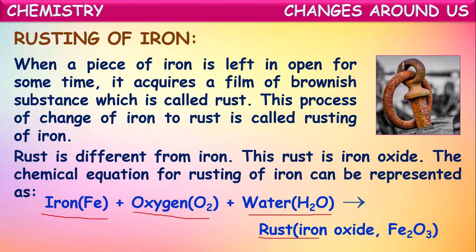So in this, iron, oxygen and water vapor are all combining to form a new substance called iron oxide, which we commonly call rust.